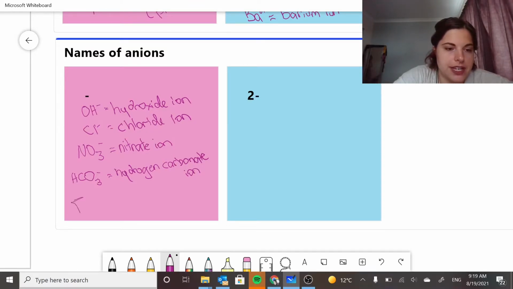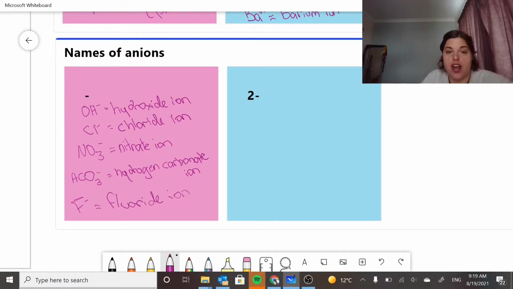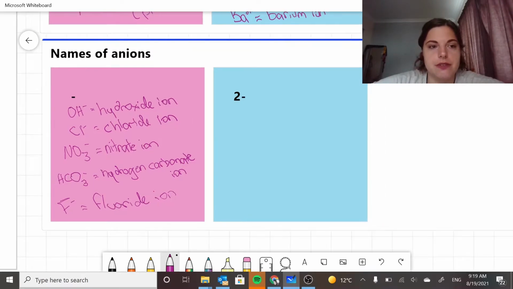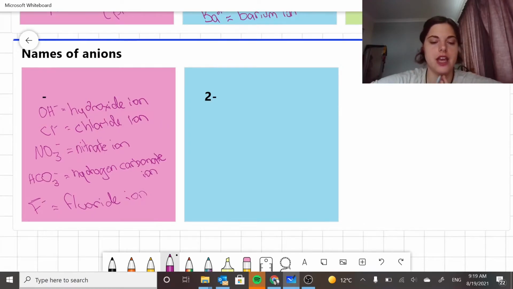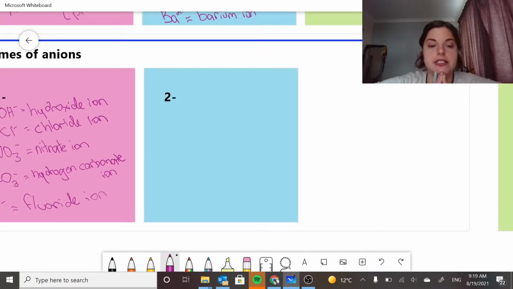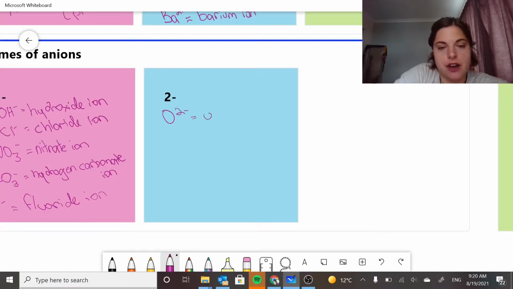And our last one is the fluoride ion. So fluoride is what's in toothpaste. And instead of being like the atom fluorine, it's following the same rules as chlorides and oxides. We are adding "-ide" to the end. And that is all of our 1 negative ions. Now, if we go to 2 minus, we only have 4 that we need to know. One very common one is our oxide ion.